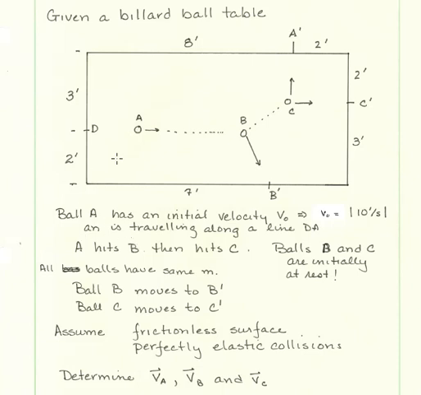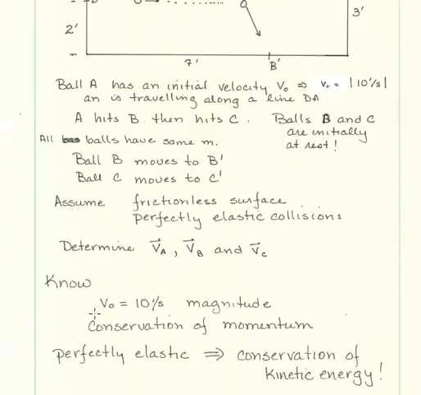We're told that all the balls have the same mass, which is going to help us out greatly. And we're told that we're on a frictionless surface and it's perfectly elastic. And we want to determine the velocity at A, B, and C after the collision. So things that we know: the initial velocity has a 10 foot per second magnitude. It's only in the X direction given our picture. We know we have conservation of momentum. But the fact that it's a perfectly elastic collision allows us to get conservation of energy.